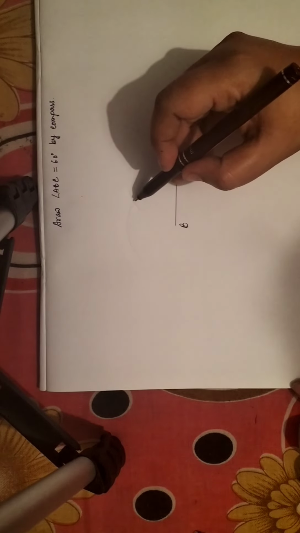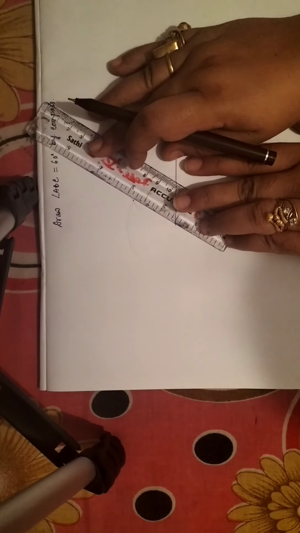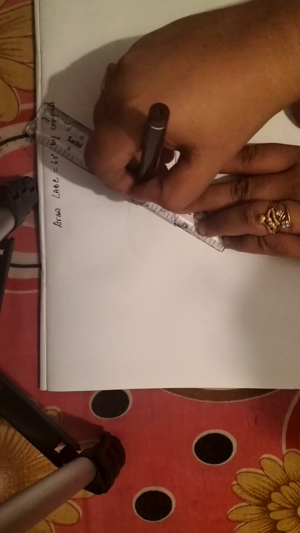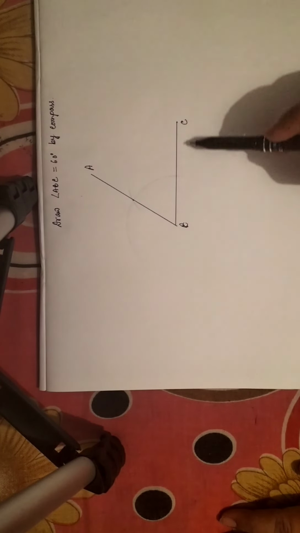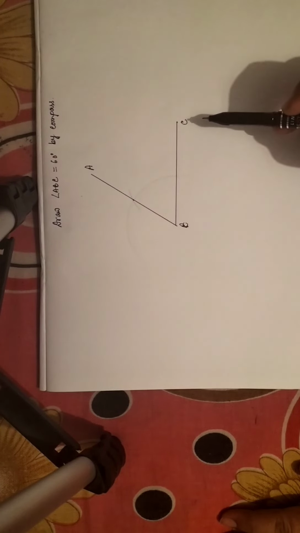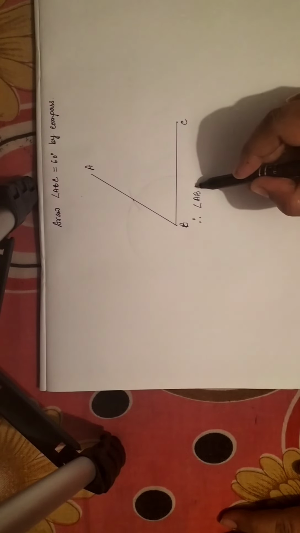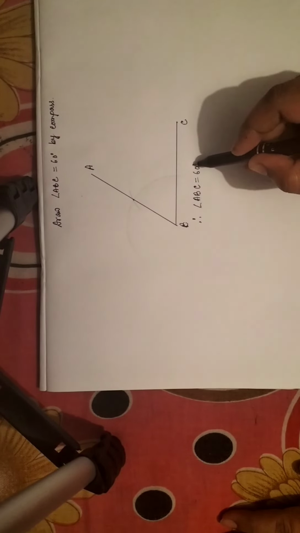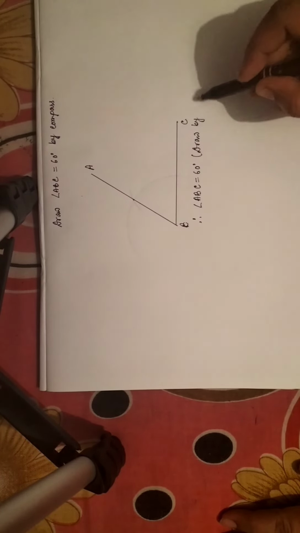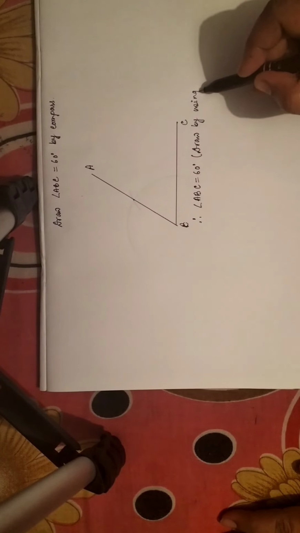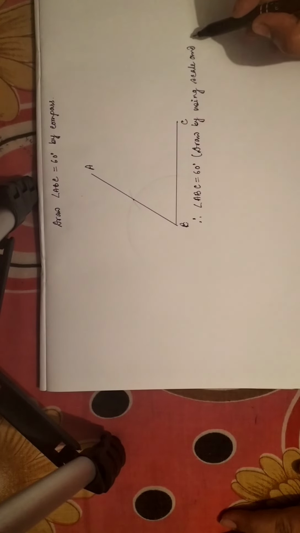Now this particular point of intersection of these two arcs is to be joined with B and should be extended up to A. So here angle ABC of measurement 60 degree is drawn by using scale. So angle ABC is equals to 60 degree drawn by using scale and compass.